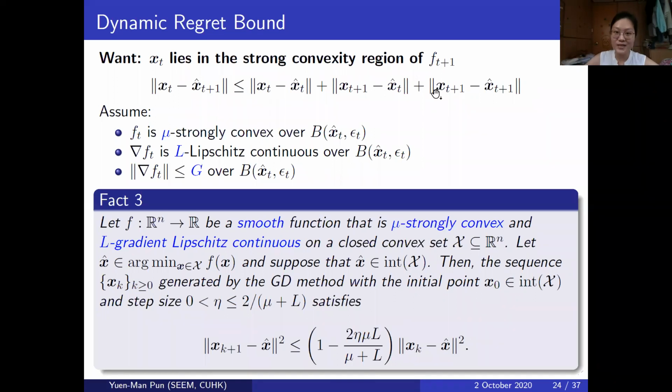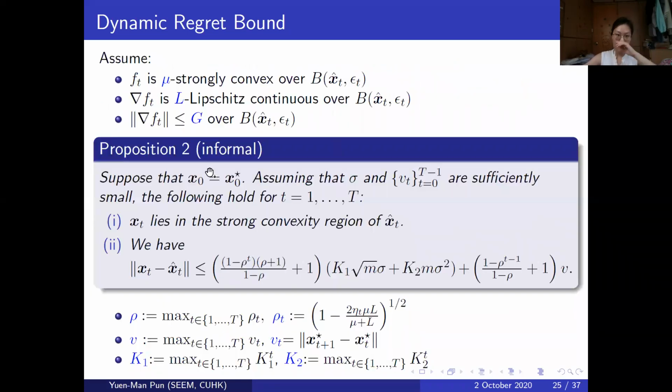Then this term can also be written in a similar form like this, and as long as we can prove that xt is really close to xt hat, then we are essentially done, right? So in this, in the coming Proposition 2, we are going to prove this.